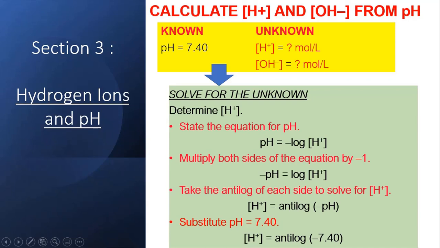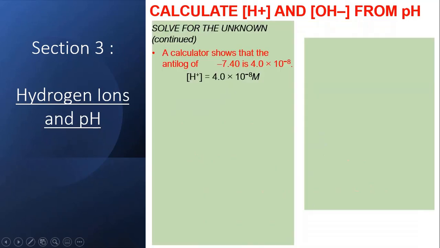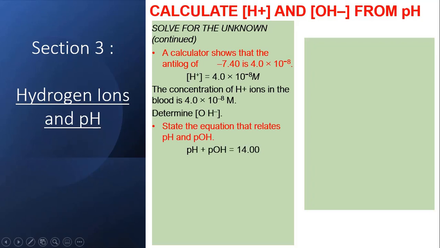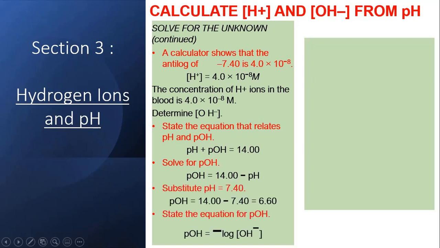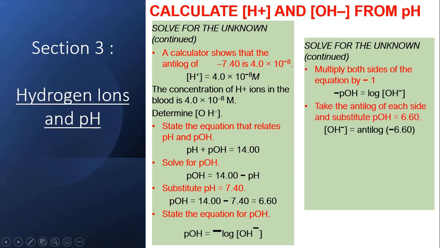You will have the concentration of H positive will be antilog of negative 7.4. Using your calculator, you will know that it's going to be 4 times 10 to the power negative 8. So concentration of hydrogen ion will be 4 times 10 to the power negative 8. If we know this, we are going to use our KW concept, or this other way, which is pH plus pOH will give you 14, and then we will get pOH. From the pOH you will know the concentration of OH negative.